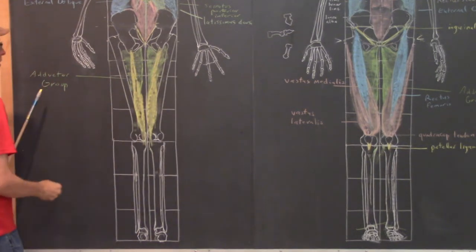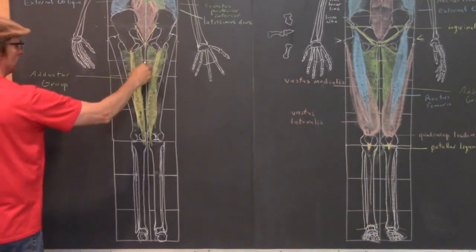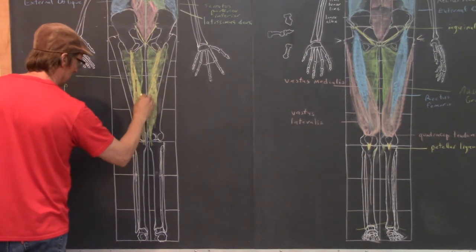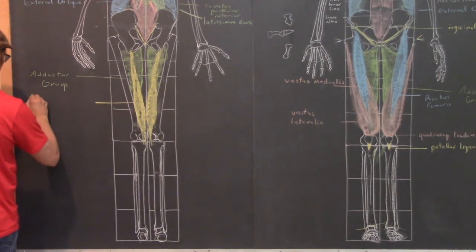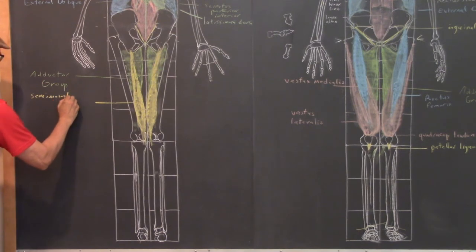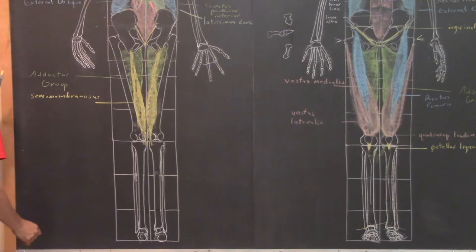So you still have the adductors taking over the contour of the leg. One, two. This is the semimembranosus. Semimembranosus.